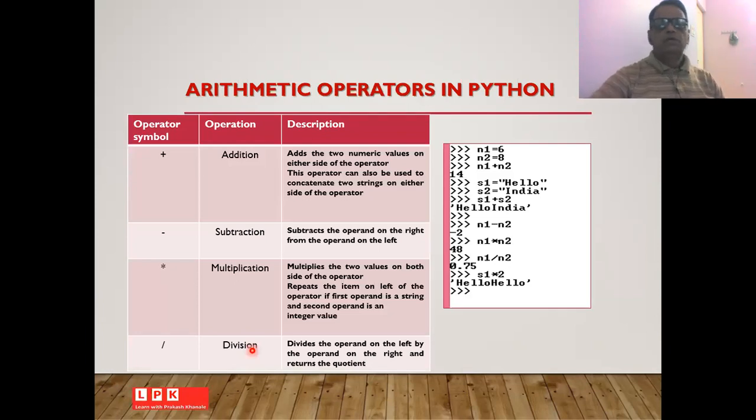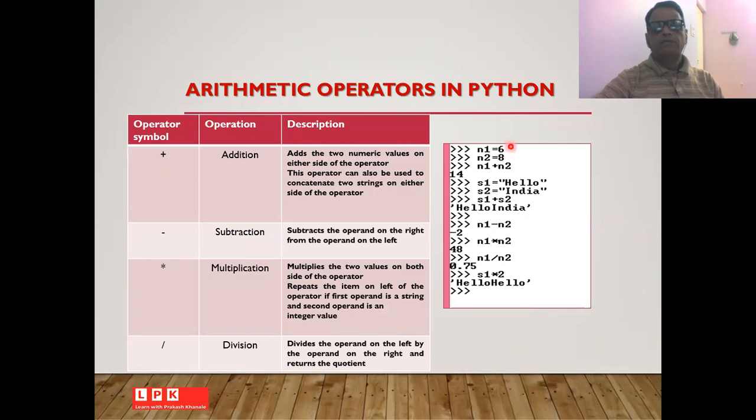So let us start with the arithmetic operators in Python. Arithmetic operators are used to perform arithmetic operations such as addition, subtraction, multiplication, and division. For addition, we use the symbol plus, and whenever we write such an operator, the two numeric values will be added to each other. This operator can also be used with strings, and in that case, concatenation of the strings present on both sides of the operator will take place.